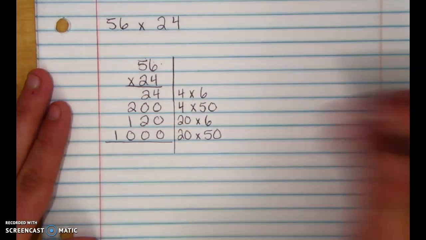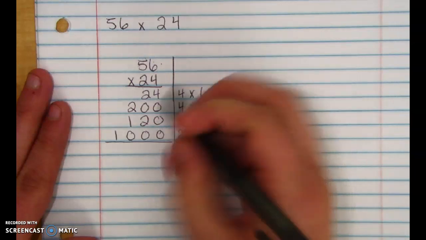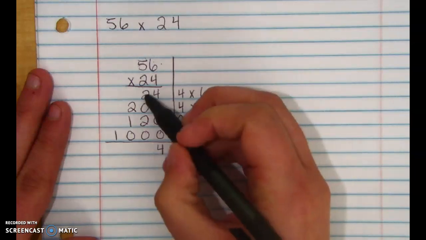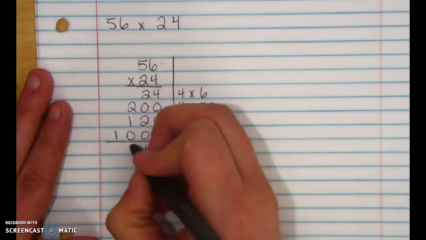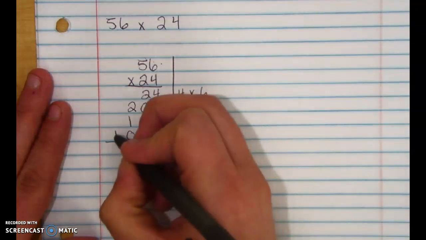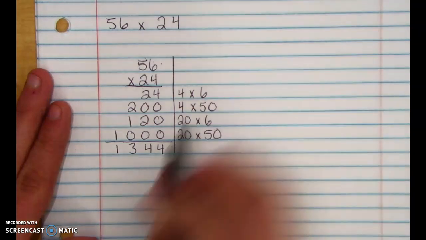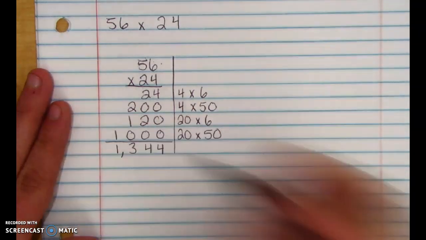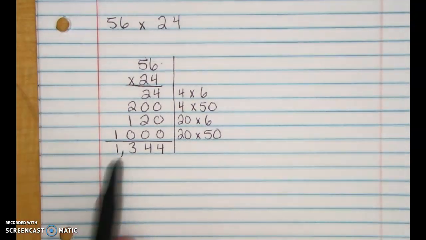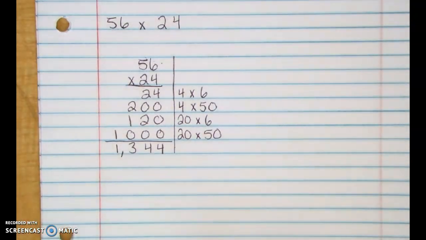Now I'm going to add these together. So 4, 0, 0, 0, that'd be 4. 2, 0, 2, 0, that'd be a 4. 2, 1, 3, and then bring down this one. I count my 3 digits, 1, 2, 3, and then I put my comma. So my answer is 1,344. Alright, that was a quick video to show you how to do partial product again.